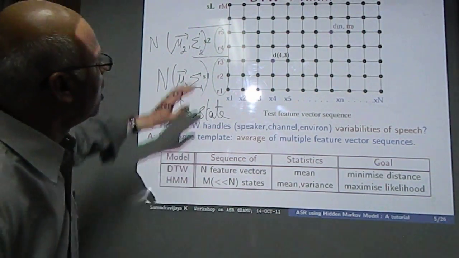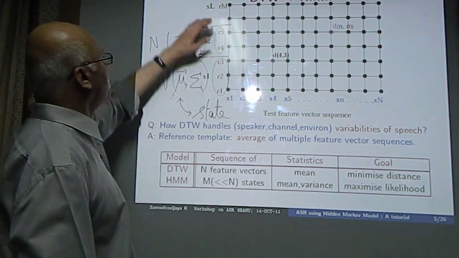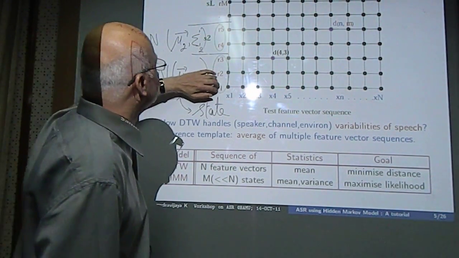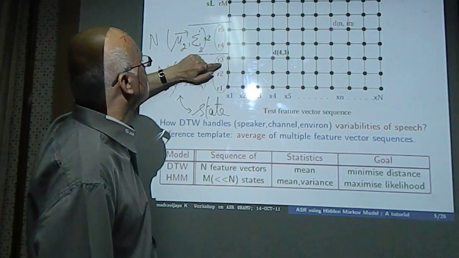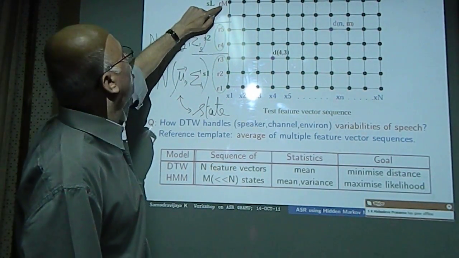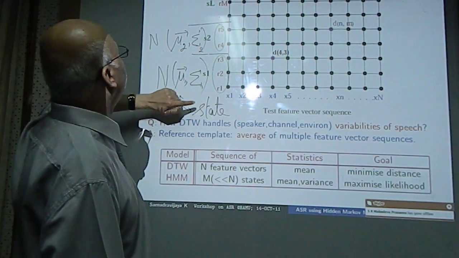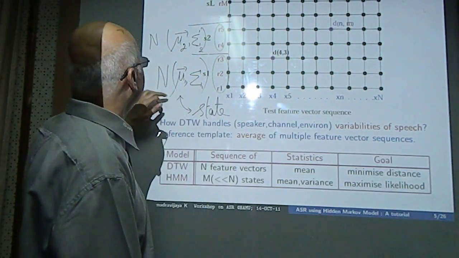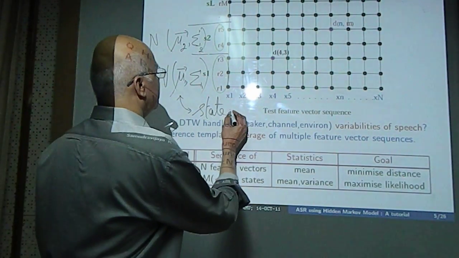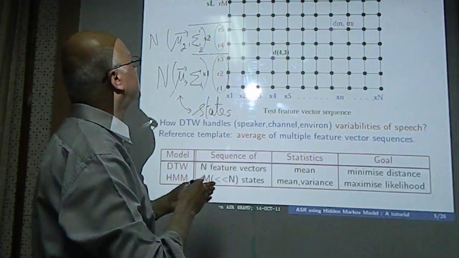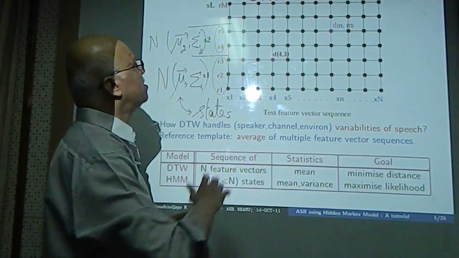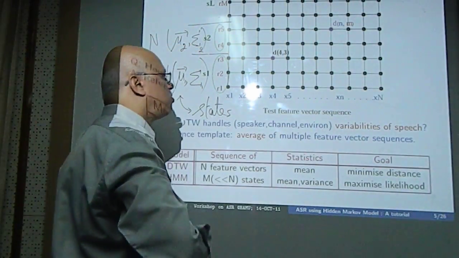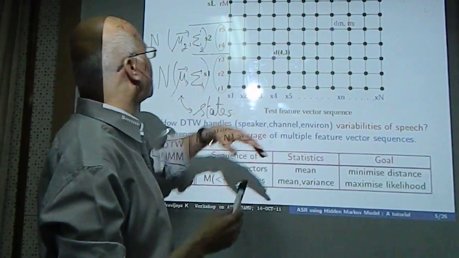Once you make such a model, instead of using a reference template consisting of feature vectors R1, R2, R3 all the way up to capital M, we now represent the utterance by a sequence of states. A state typically consists of several feature vectors. Now such a sequence of states is called a Markov model. There is a property called hidden Markov model. We will come to that.